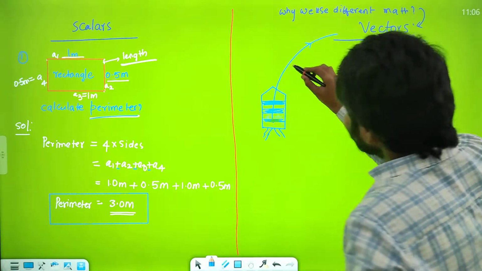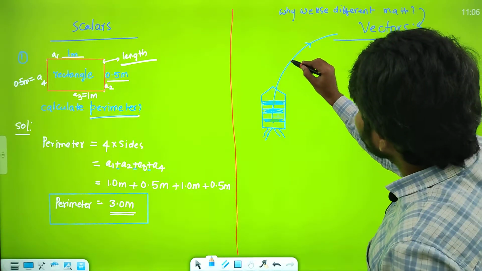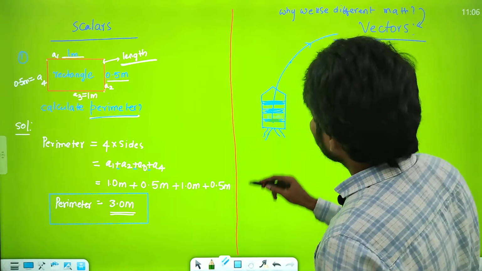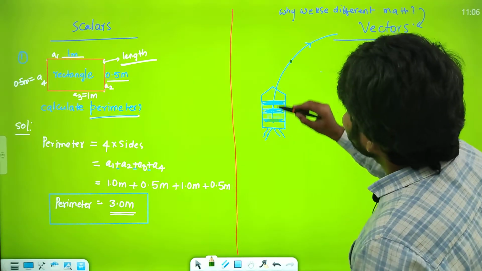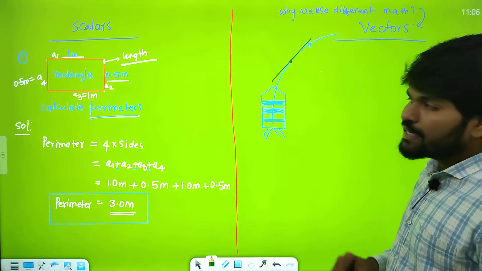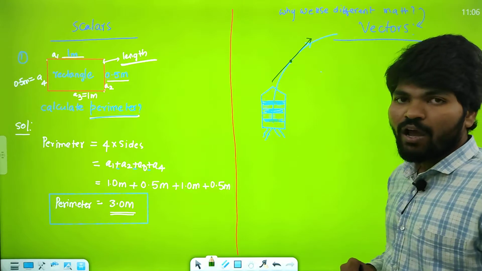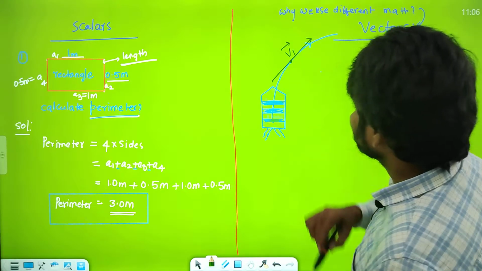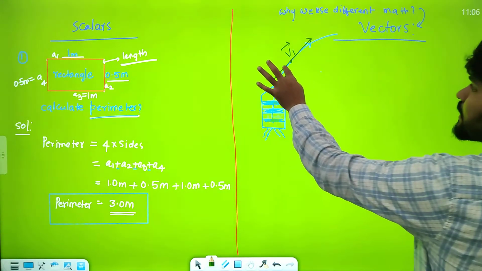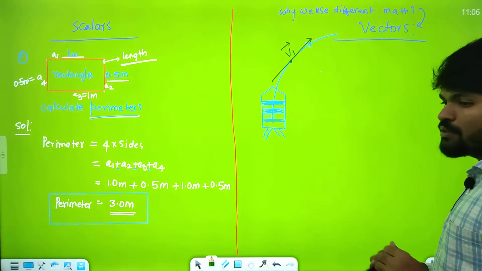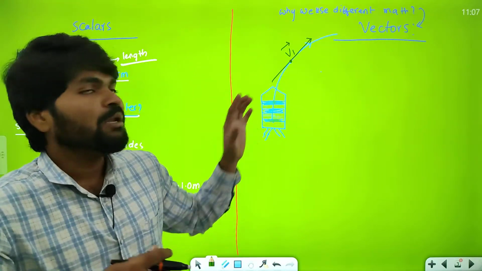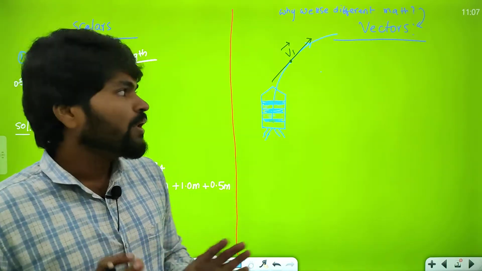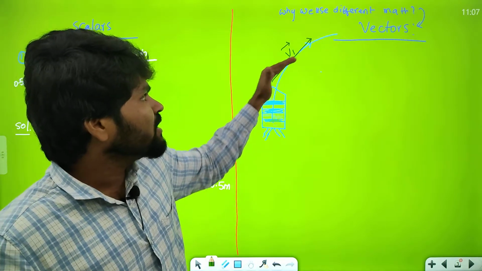If you want the direction of the rocket, we have to take a point anywhere on the path, and we have to draw a tangent. This tangent will give the direction of the rocket, and this is nothing but velocity 1. What is this tangent? What is this path? What is this point? We are going to learn this concept in mathematics also. Don't worry, just for understanding, I am giving this velocity. This is the rocket path and this is the velocity.